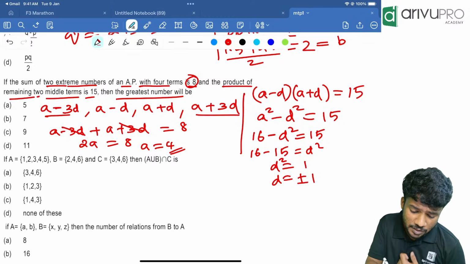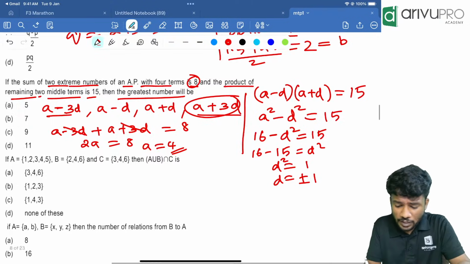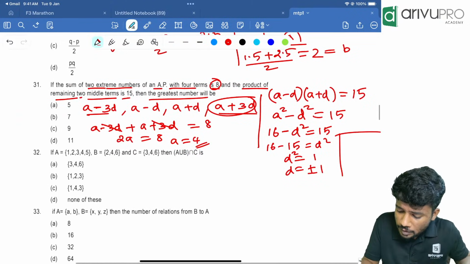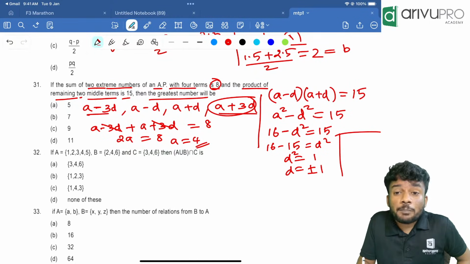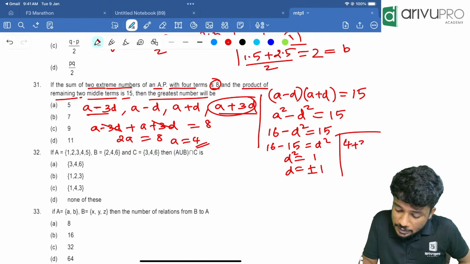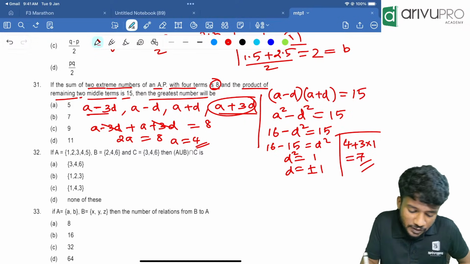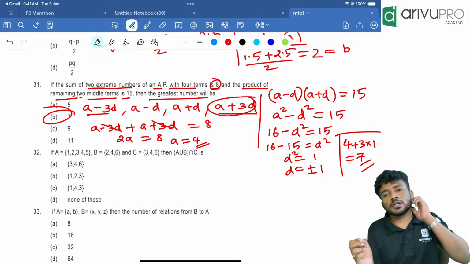Now, which is the highest number? The greatest number is A plus 3D. We are going to take that. A plus, instead of D, I am going to put 1. 4 plus 3 into 1, which is equal to 7. Looking at that, option B is your right answer.